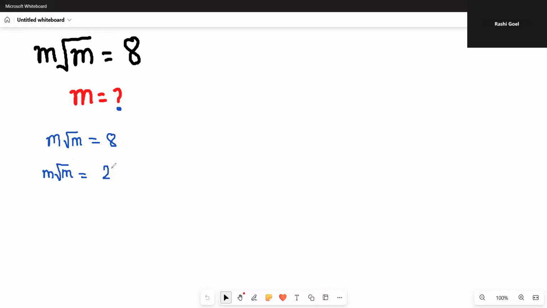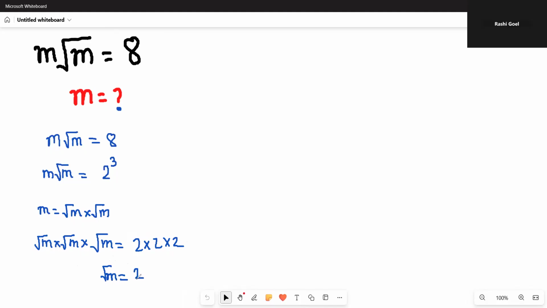I can write 8 as 2 power 3. So this m, I can write it as root m times root m. So root m times root m, and there is already another root m, equal 2 times 2 times 2. So if we compare both sides, the value of root m is 2.